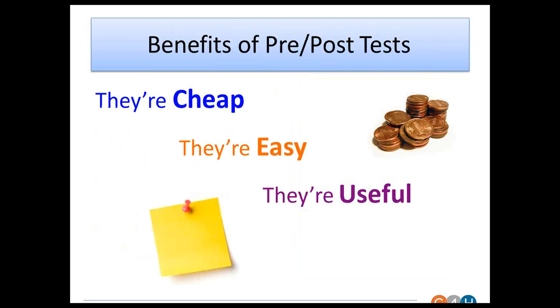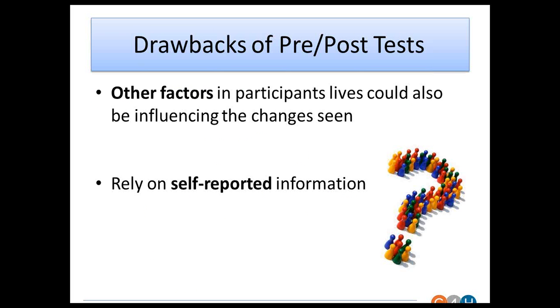So the benefits of pre and post tests are that they're cheap, they're easy, and they're useful. They're very popular for this reason. Usually you just need a paper and a printer, and they can be passed out during normal program time. They also provide very, very useful information. For example, based on the results of pre and post tests, we may be able to see that certain sections of the material are really resonating or sticking with participants, whereas other parts are not. And this can help program staff fine-tune the program throughout.